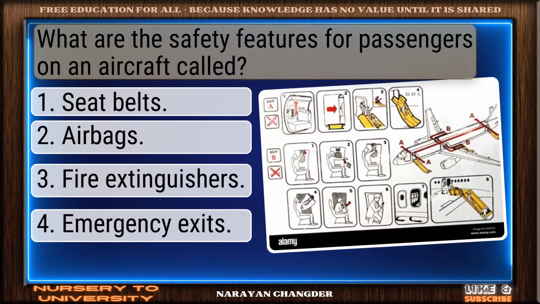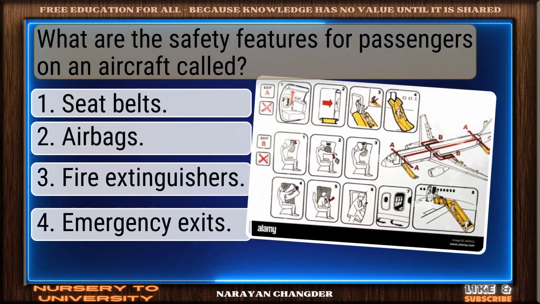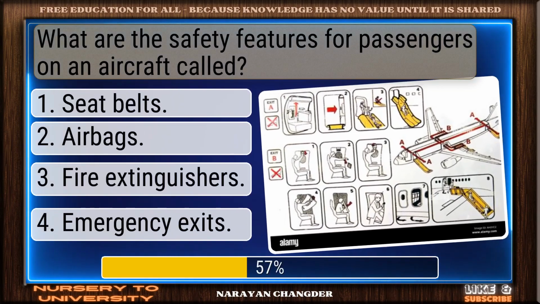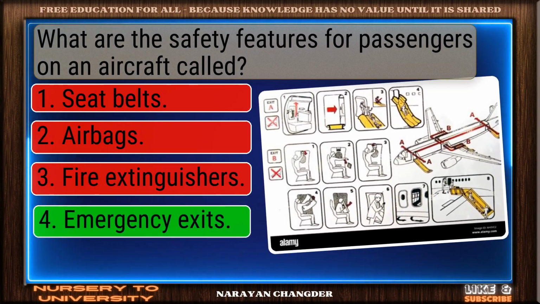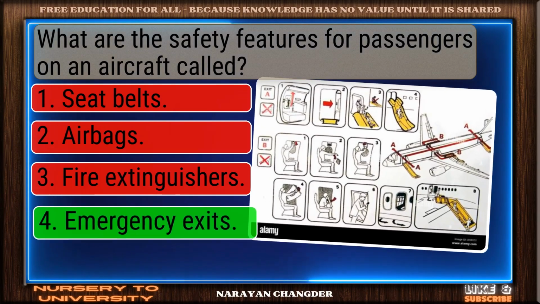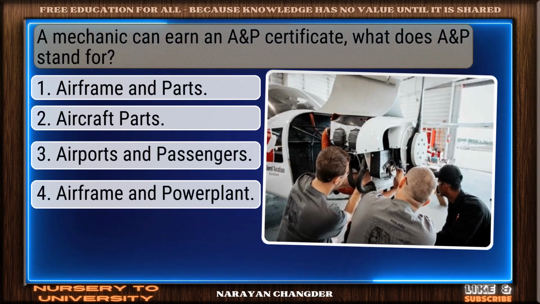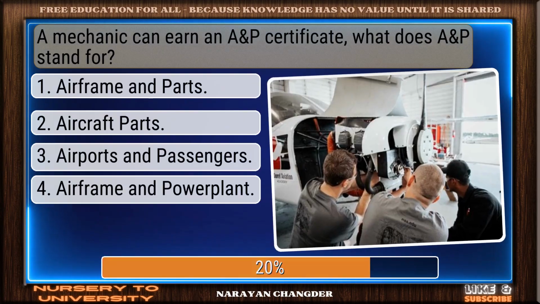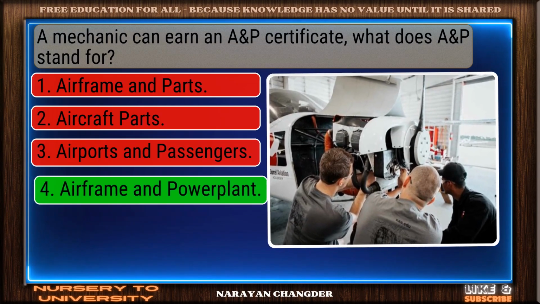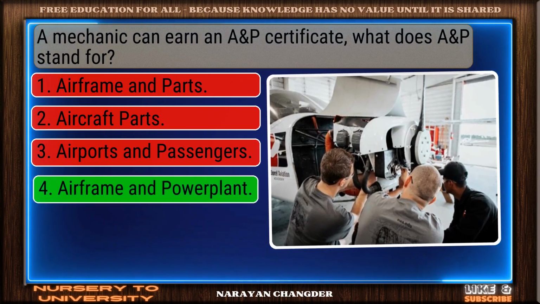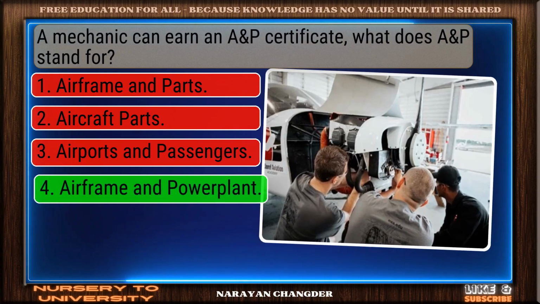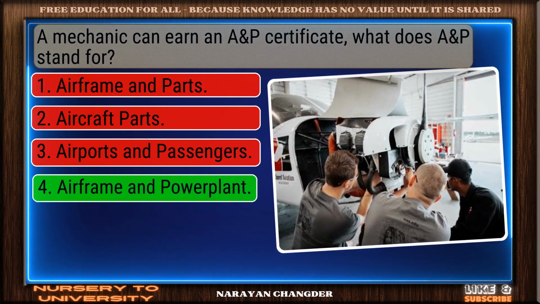What are the safety features for passengers on an aircraft called? Right choice. Emergency exits is the best answer. A mechanic can earn an A&P certificate. What does A&P stand for? Exactly. Airframe and powerplant makes sense and it is the right choice.